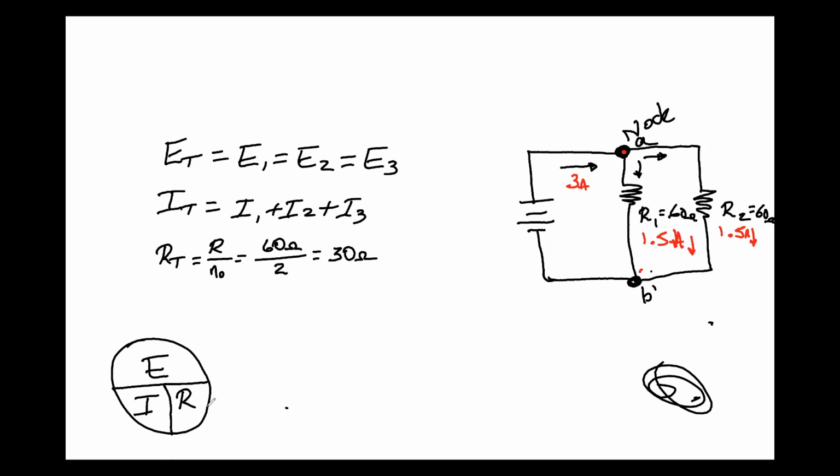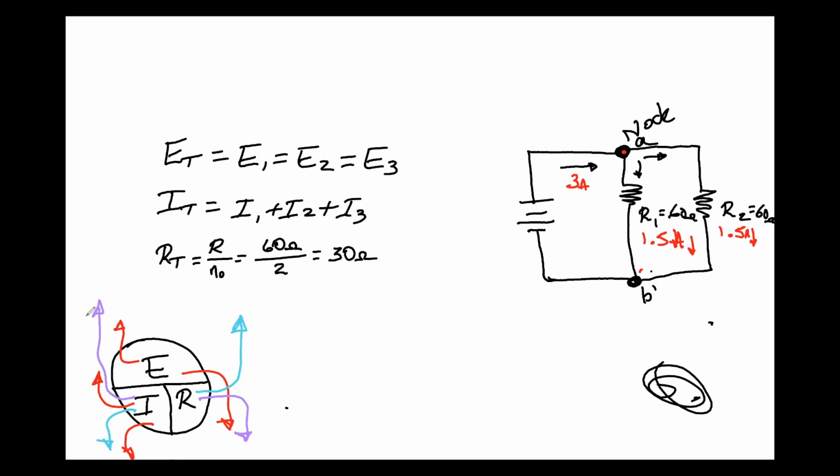Okay, just keep in mind, guys, that when voltage goes up, current goes up. When voltage goes down, current goes down. Now, when resistance goes up, current goes down. And when resistance goes down, current goes up. Just keep that in mind.